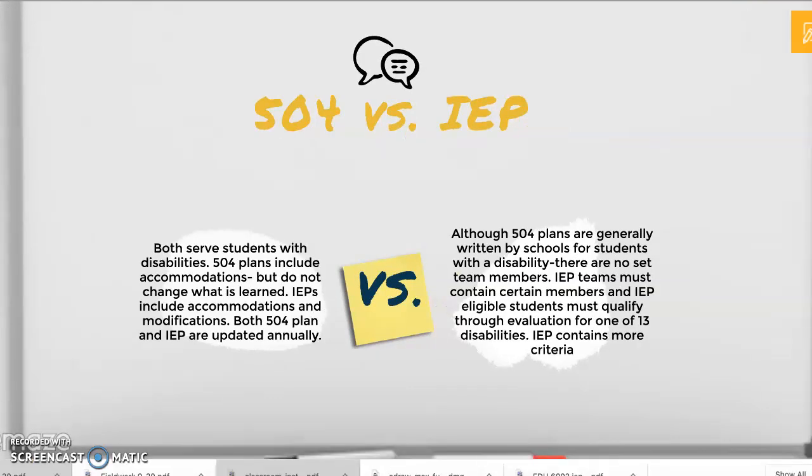The final point of distinction to make is that IEPs are able to provide services that the 504 plan cannot, such as specialized instruction, whereas 504 plans are generally ways to accommodate within the general education classroom. IEPs are a little bit more in-depth than that. So those are our 3 support structures and how they are similar and different from one another. Thank you so much for watching.